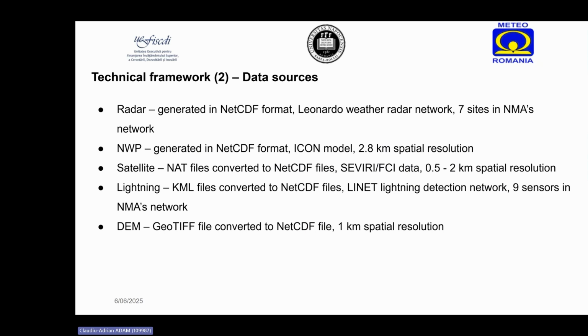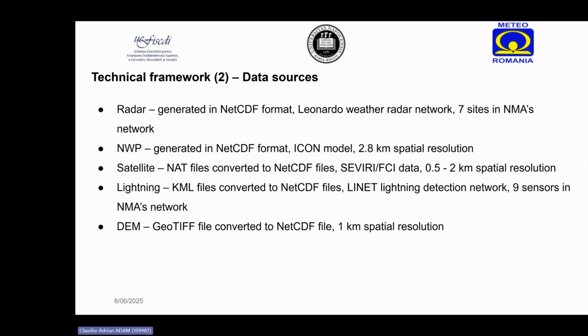For the satellite, these were the first ones that were different from NetCDF. They were NAT files, which we converted to NetCDF. They come from SEVIRI in the first place, from MSG. Then we used FCI from MTG to collect them, the instruments that they were collected from. These data had a spatial resolution between 0.5 and 2 kilometers.